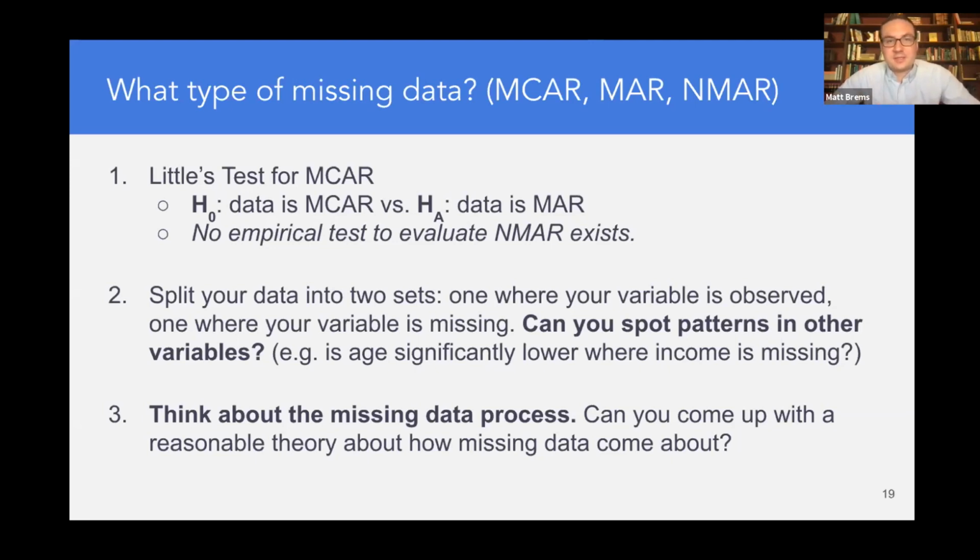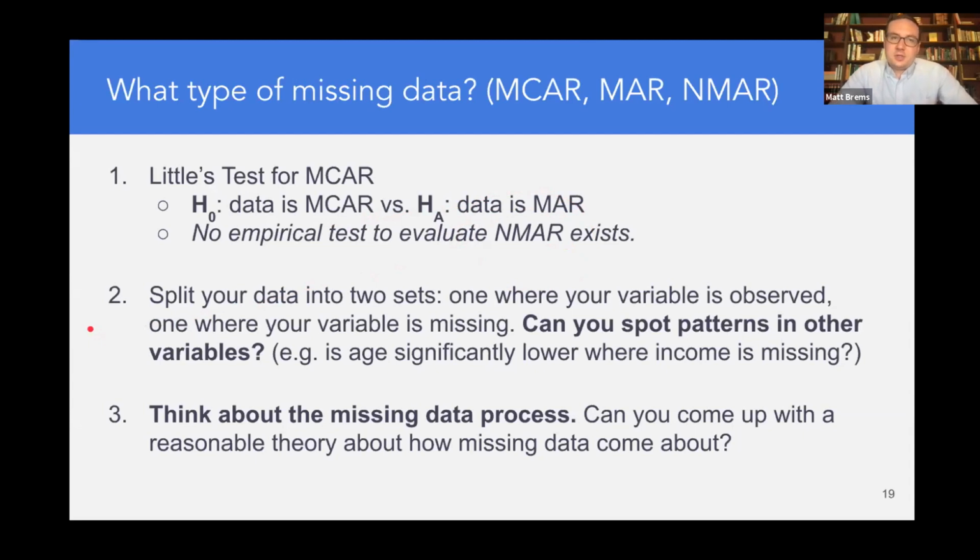The alternative hypothesis is that data is missing at random, and you run this test, you get a p-value, and based on that p-value, make a conclusion about whether your data is missing completely at random, or whether you do not have enough evidence to conclude that. One caveat is that there's no empirical test that can evaluate whether or not your data are not missing at random. So really the only two options here would be missing completely at random, missing at random. But unfortunately, there's no possible way here to determine whether your data is not missing at random.